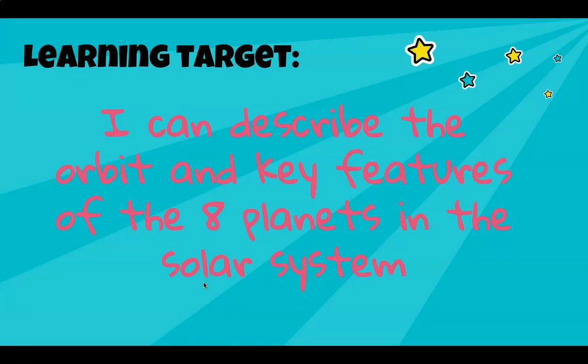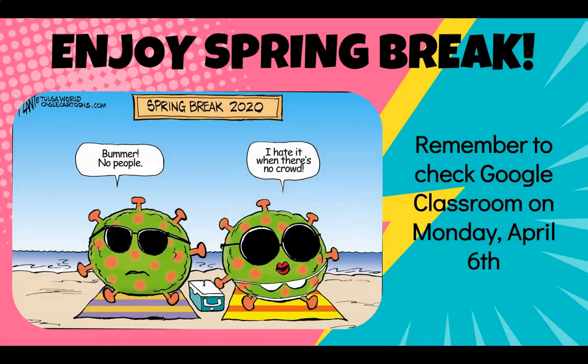I can describe the orbit and key features of 8 planets in the solar system. I do not expect you guys to remember all this information. I would like you to know the basics, right? That we have the rocky planets close to the sun, followed by the gas giants on the outside. Know that things closer to the sun are usually hotter, things further away are usually colder. And that's about all I'm really looking at you to really know. I just find this stuff extremely interesting. So that is the end.